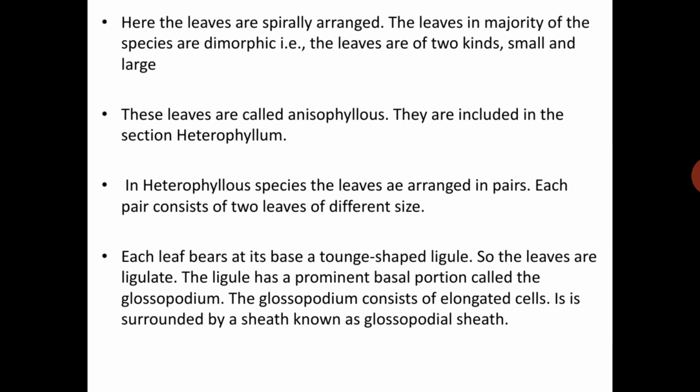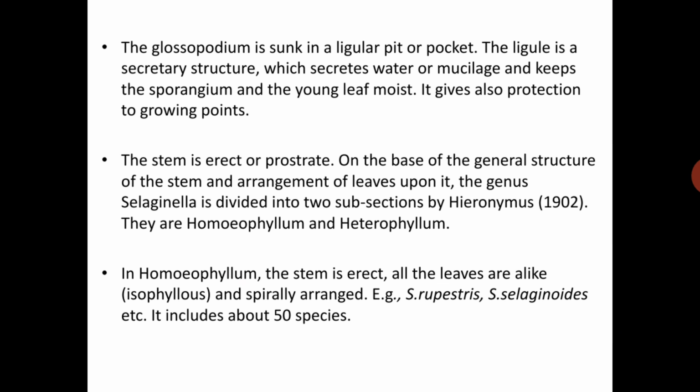The ligule has a prominent basal portion called the glossopodium. The glossopodium consists of elongated cells. It is surrounded by a sheath known as the glossopodial sheath. So the glossopodium is a prominent basal portion of the ligule here, and it consists of elongated cells. It is surrounded by a sheath known as the glossopodial sheath. The glossopodium is sunk in the ligular pit or pocket. It is fitted in a pocket-like structure.